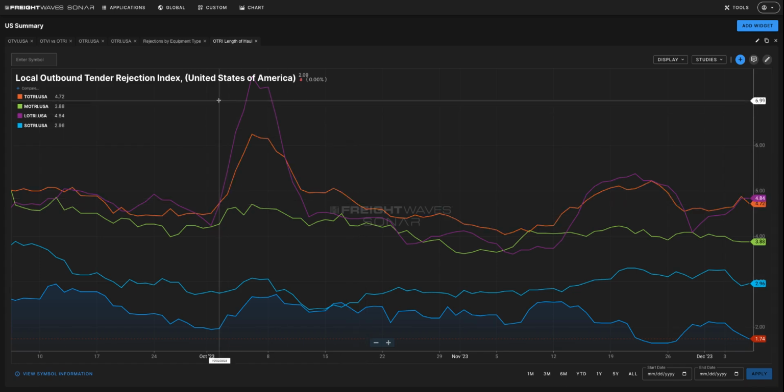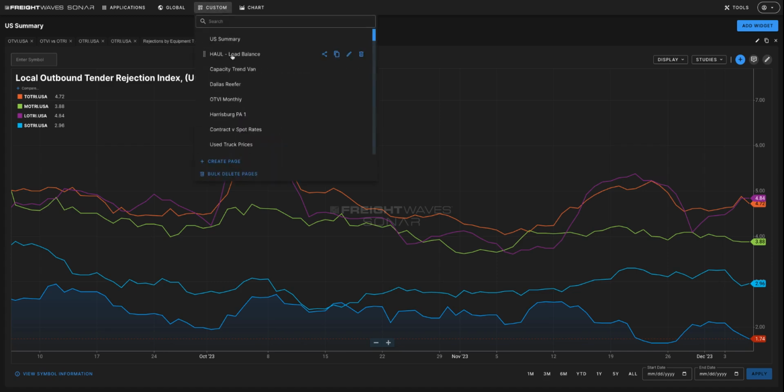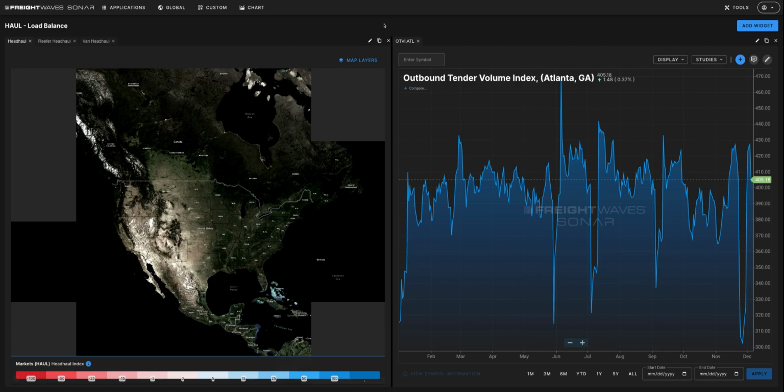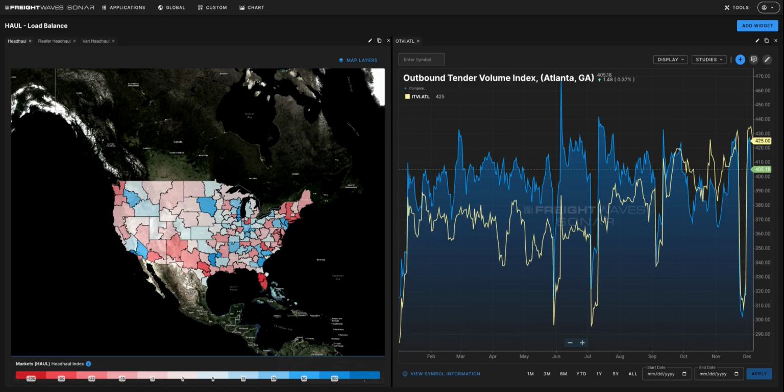So that is it for the US summary page. Now I'm going to go into my head haul index. So the head haul index is going to show you the load balance in specific markets.